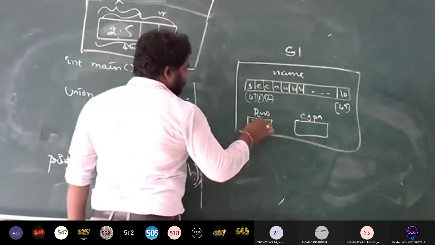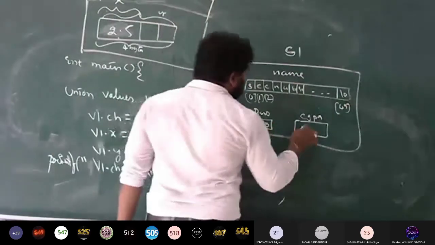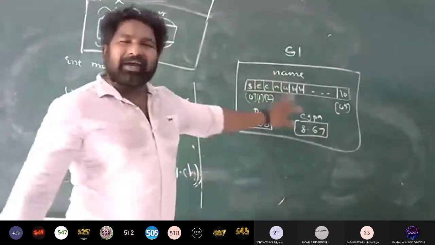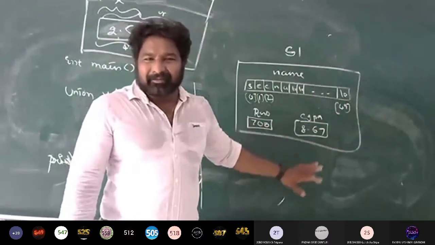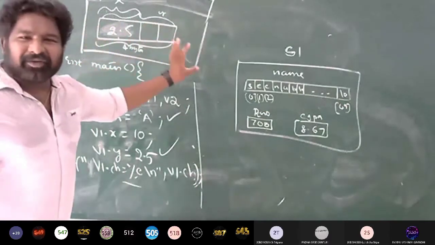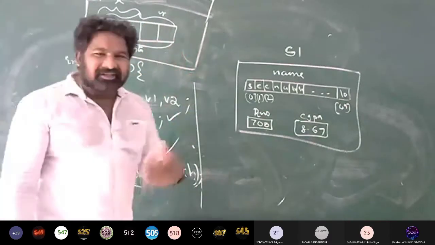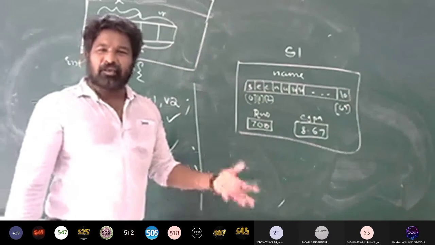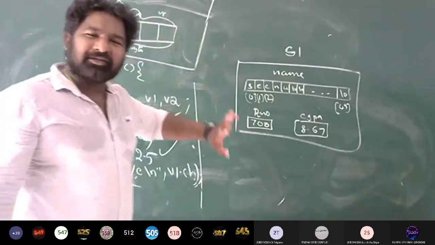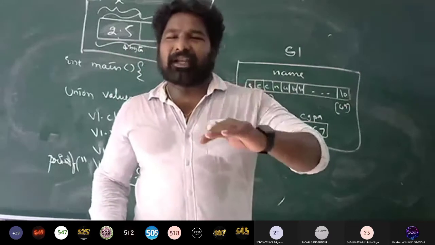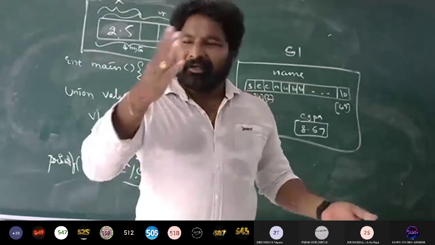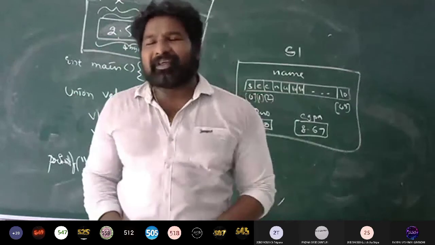Coming to the row number 708, coming to the CGPA 8.67, something like that. So all the values are present at the same time. But coming to the union, only a single memory is allocated for the largest member, that is Y in this case, and all the values will be stored in that place only. So if I store one value, and after that I store another value, the previous value is gone and the most recent value will be stored there.